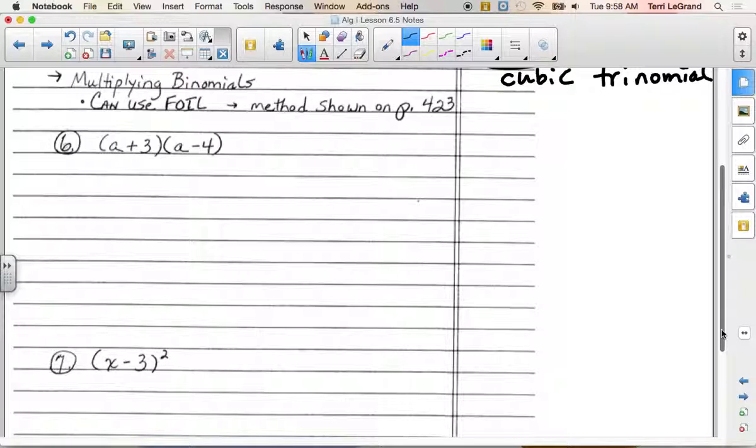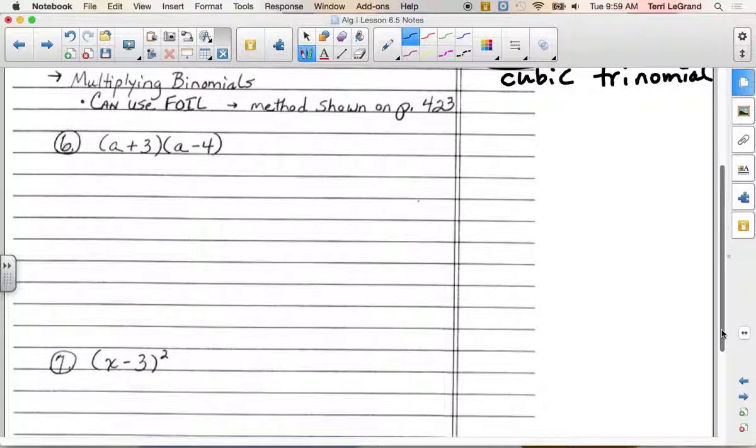Tell me, what does FOIL stand for? What does FOIL stand for, Ed? First terms, outer terms, inner terms, last terms. Yeah, F for first terms, O for outer terms, I for inner terms, and L for last terms. First terms of what? Of the binomials. Outer, meaning there's four terms altogether, aren't there? Outer means those outside ones. Inner means the two inside ones, and last means the last of the what?